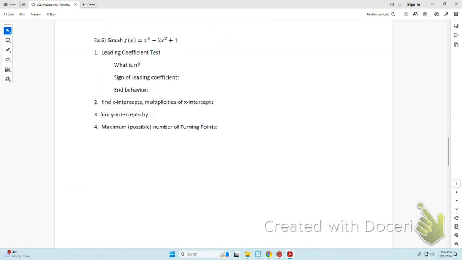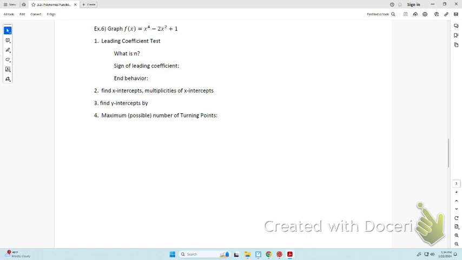So it's a 4-step process. We did the lead coefficient test in a previous video. We just talked about x-intercepts and multiplicities. A y-intercept, you find that by plugging in 0. That's pretty easy. It's usually very quick, and you can usually do it in your head. Maximum number of turning points, that's n minus 1. And n is the largest exponent.